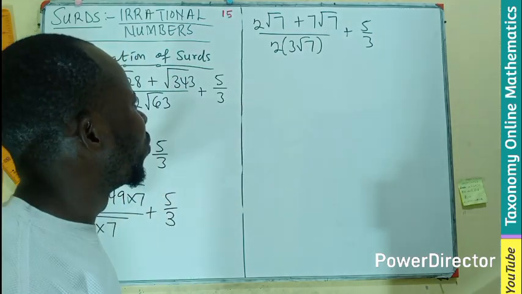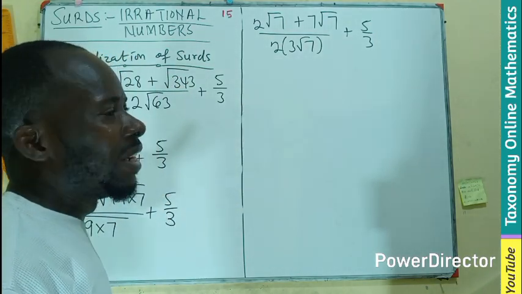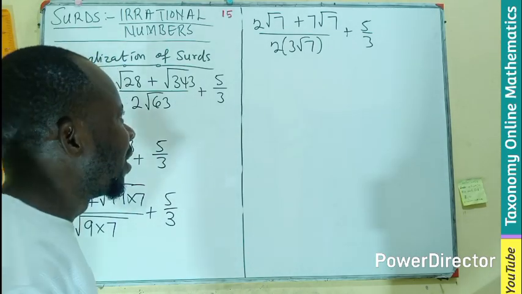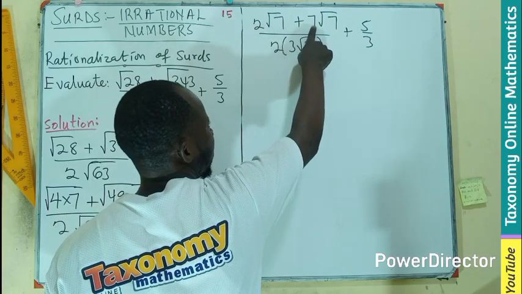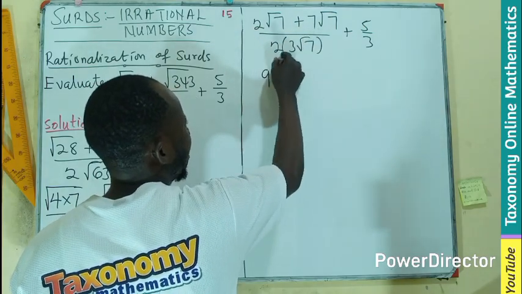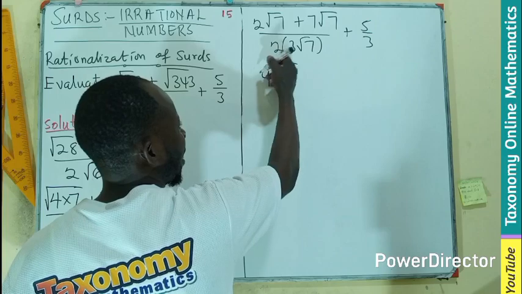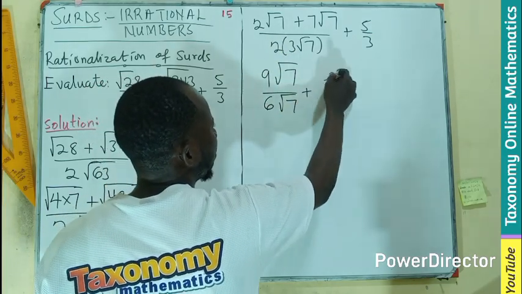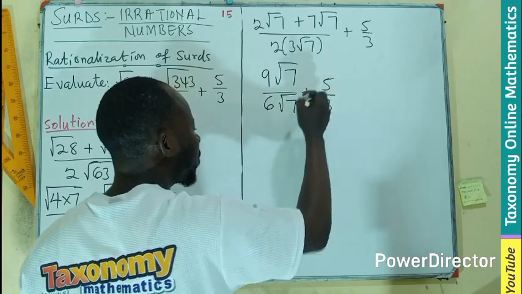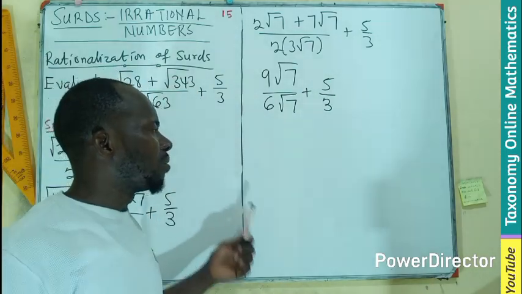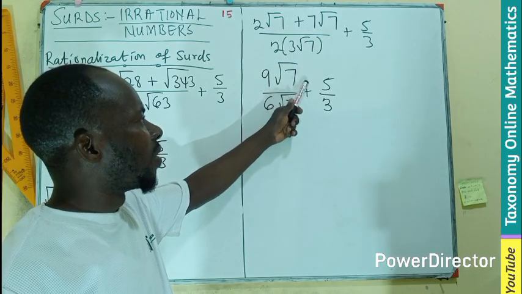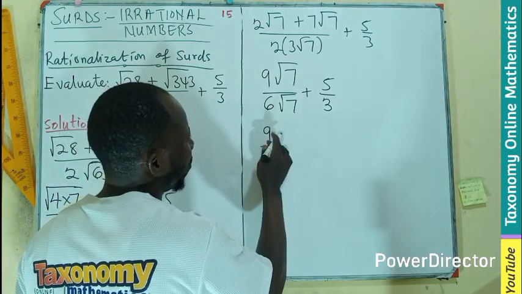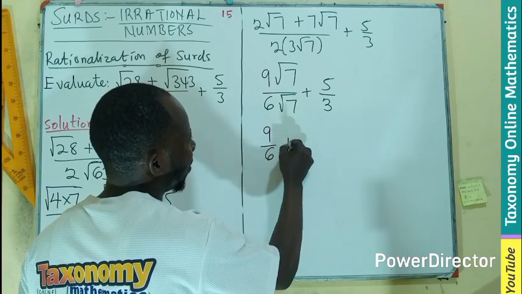Alright. Now what do we do? I can see in the numerator, they are a similar set, the same radicand, root 7 and root 7. So we can easily add. Meaning 2 plus 7, that will be 9 root 7. This is also rational in front here. If you multiply, you get 6 root 7 plus 5 on 3. Alright. Here we don't even need to rationalize because root 7 and root 7 will cancel, giving rise to only 9 on 6.